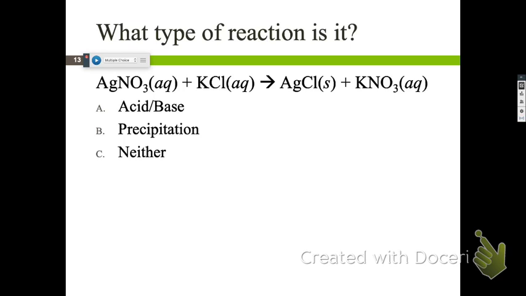I just looked at the product. So what about the products tells us that it's likely to be a precipitation reaction? The solid and the aqueous. Okay, so that's half of it, right? We have a solid and aqueous as products. What's the other component that we talked about that has to be there for a precipitation reaction?